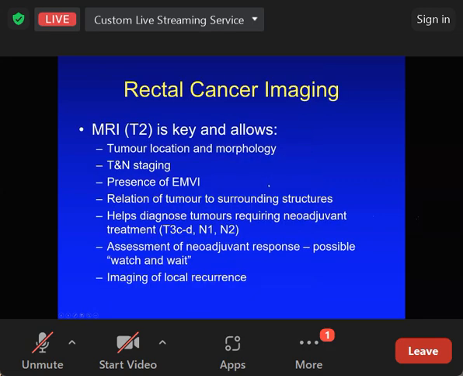Right, so how are we doing for time? We've done nearly an hour, so we're not doing too badly. I'm going to talk more specifically now about the use of imaging in rectal cancer.